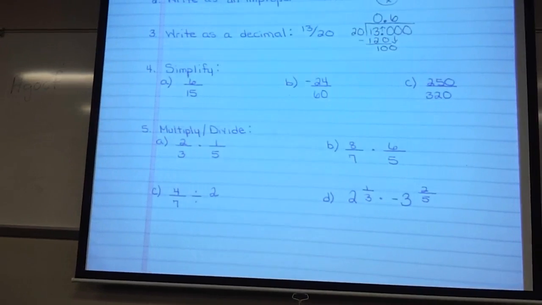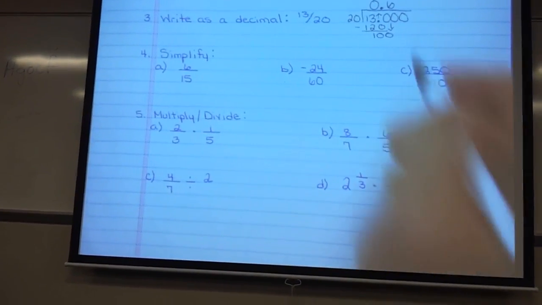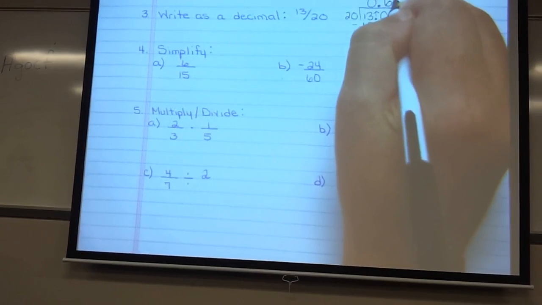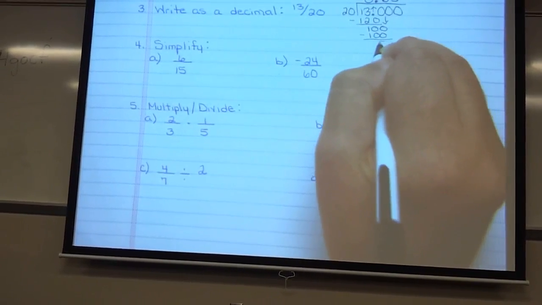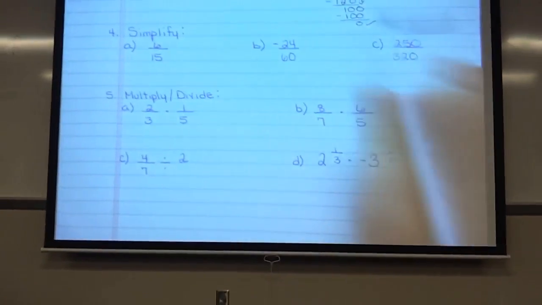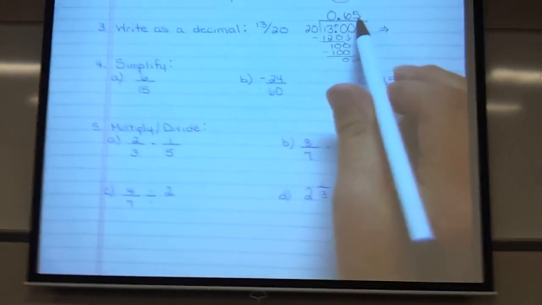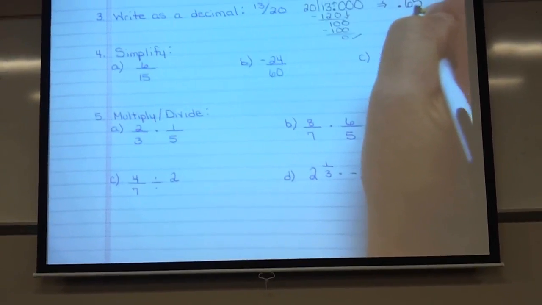And 20 goes into 100. 5. Again, you can go 20, 40, 60, 80, 100, and it goes in there evenly 5 times. So I know that I'm done. Because it went in there evenly, I've got my remainder of 0. Remember, you can write the decimal as 0.65 or just .65, however you want to write it.